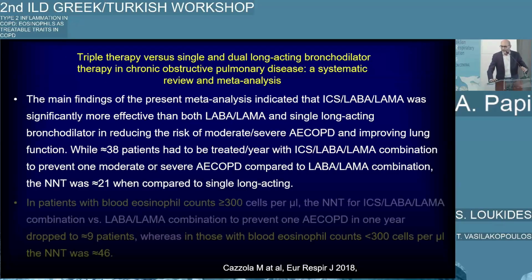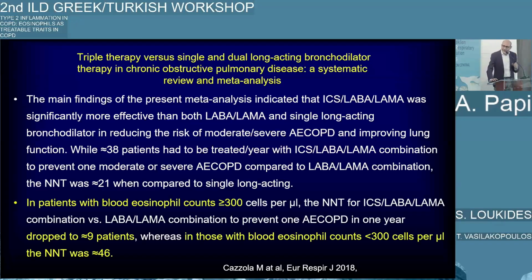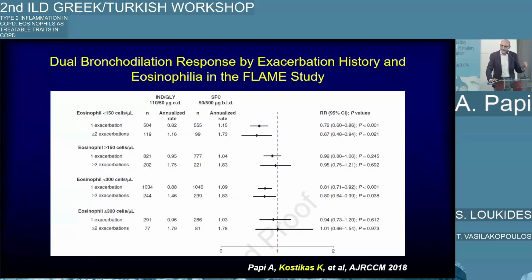And this is Mario Cazzola, nothing less than Mario Cazzola, putting together the data on these predictive values. With eosinophils more than 300, when comparing ICS-containing medication, a triple versus LABA-LAMA, the NNT for exacerbation, the number needed to treat to reduce an exacerbation, drops to 9 patients, as compared to 46 when the eosinophils are less than 300. So it's clear that it is a marker and that we modify a trait.